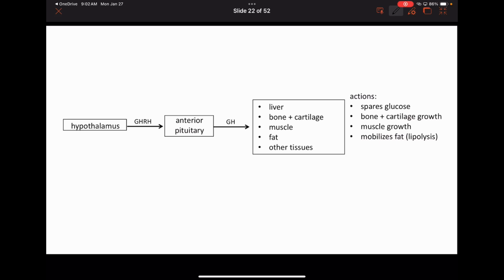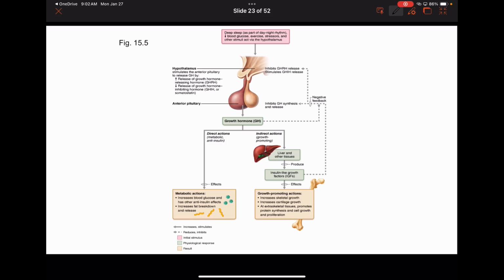Okay, who still needs this up? This is just a diagram in your book. GHRH causes the release of growth hormone from the anterior pituitary. Then we're going to have some direct actions, where we have an increase in blood glucose and an increase in fat breakdown. The indirect actions are that the liver is going to produce things called insulin-like growth factors that cause the growth of your bone, cartilage, and muscles. You don't have to know the difference, just know this. But in your textbook, it does specify between direct actions and indirect actions.